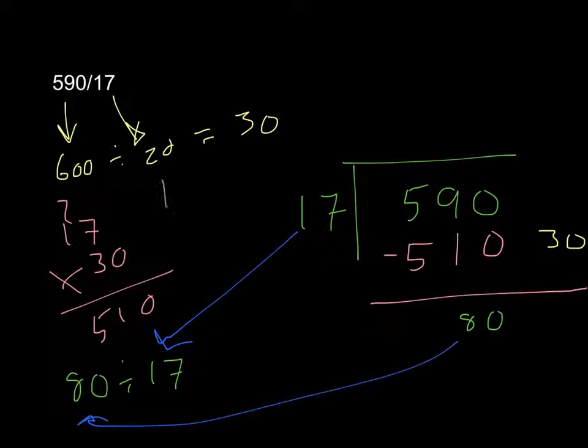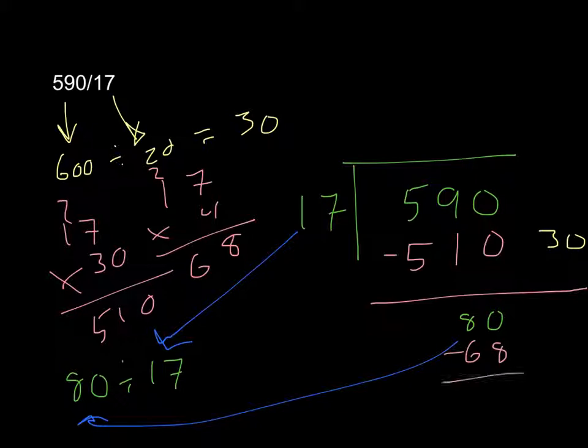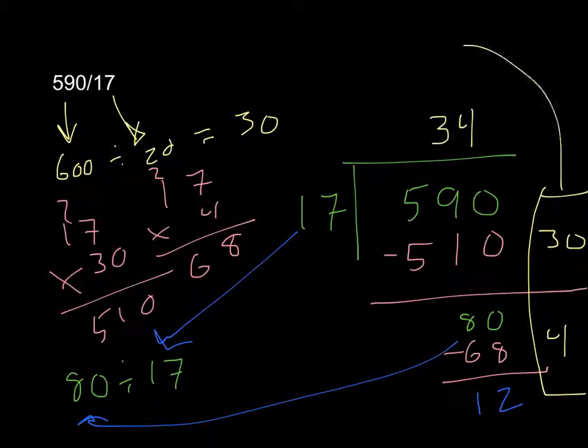And then I'll solve it. 17 times 4 is 68. And I'm going to write my 68 below. And I have 4 that I'm writing on the side. And 80 minus 68 leaves me with 12. Now I know that 12 does not go into 17, so that's going to be a remainder. And then I'm going to take 30 and 4 and add them together. So I have 34, and that's where that comes from. And I'm going to take my 12, and that's my remainder.